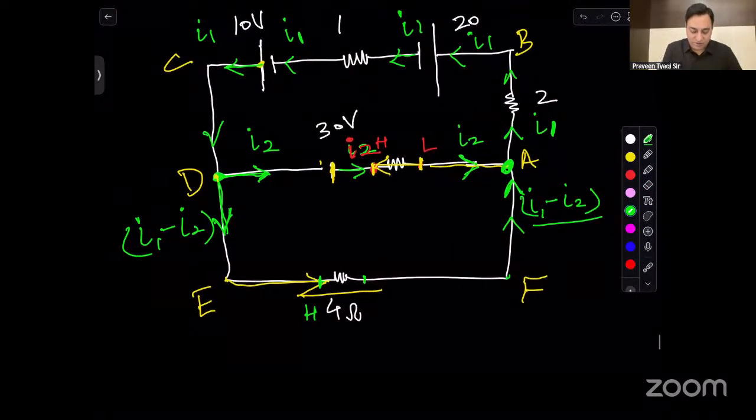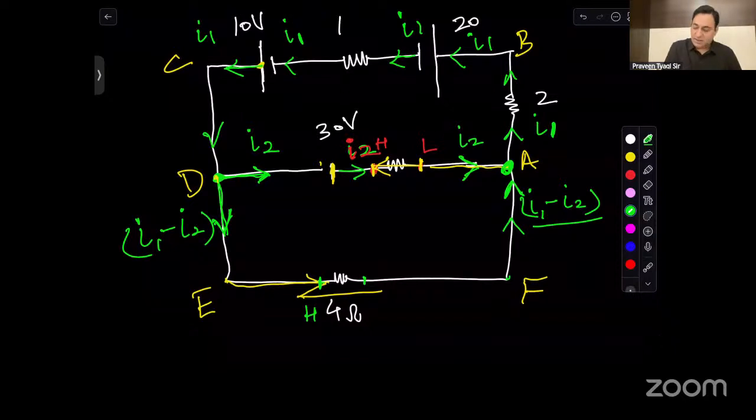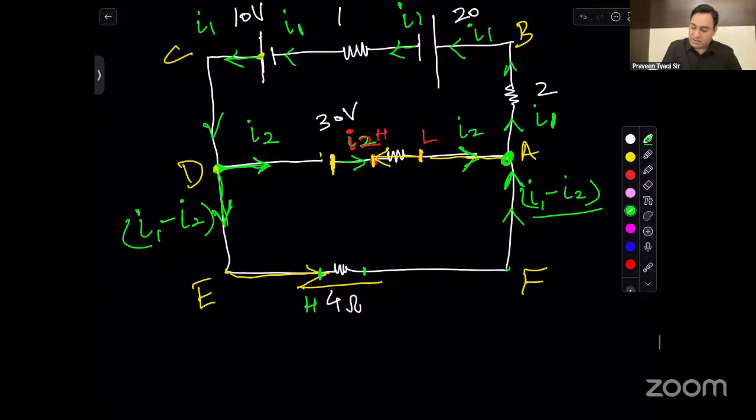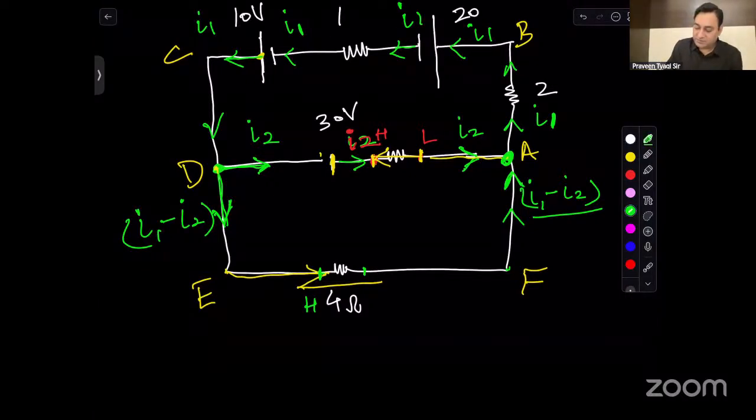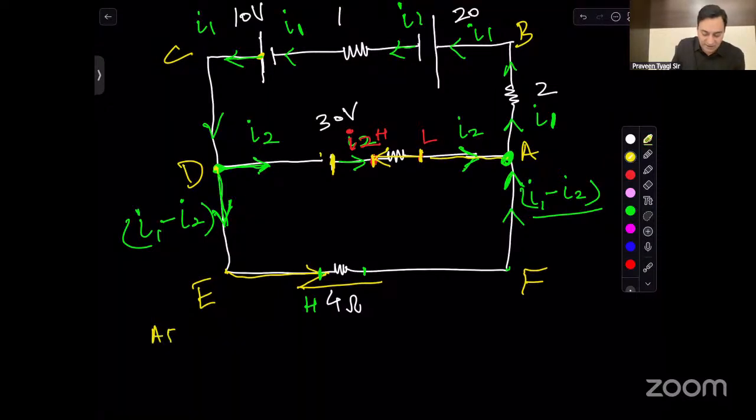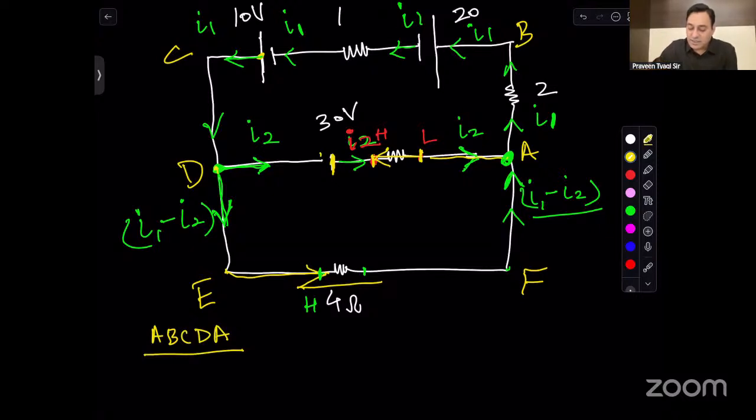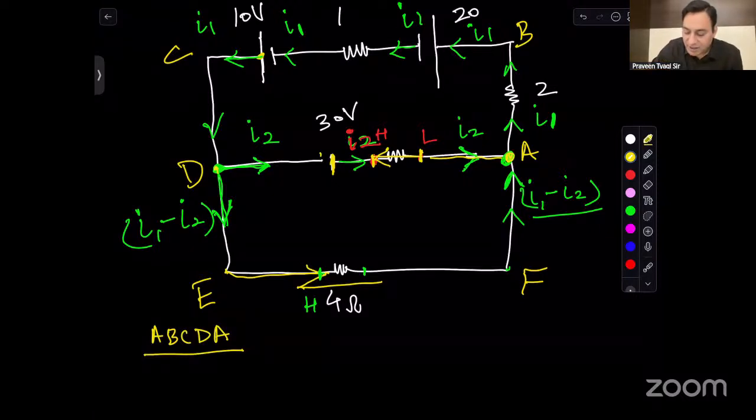Let's come to this loop. The loop's name is A, B, C, D, A. I'm going to write the equations for A, B, C, D, A. I hope all of you are paying attention. Just understand, I started moving from A. I'm going in the direction of current. I am moving from A to B, and the current is also flowing in the same direction. You can see I1. So I'm moving in the direction of current.